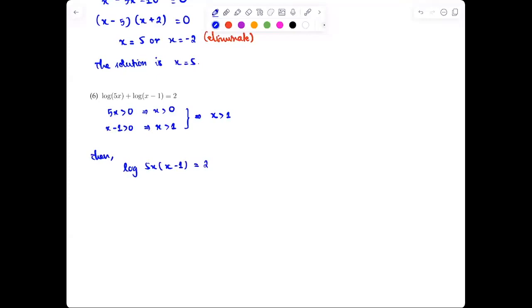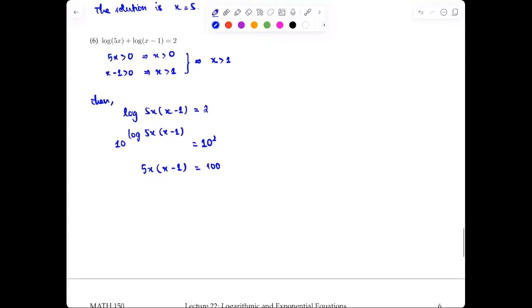So this is log of base 10. To get rid of the log, what you do is you do 10 raised to a log of 5x times x minus 1 equal to 10 squared. So log raised to log of base 10 cancel out, and you're left with 5x times x minus 1 equal to 100. Now divide both sides by 5. You get x times x minus 1 equal to 20.